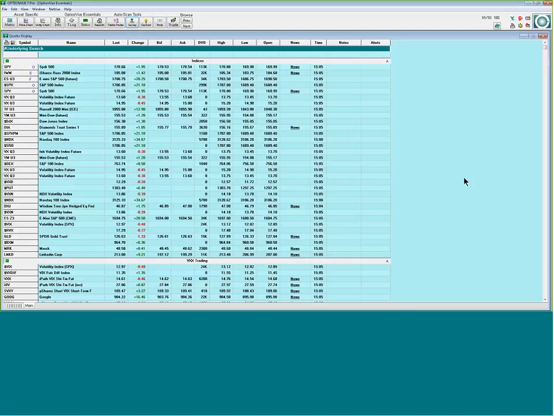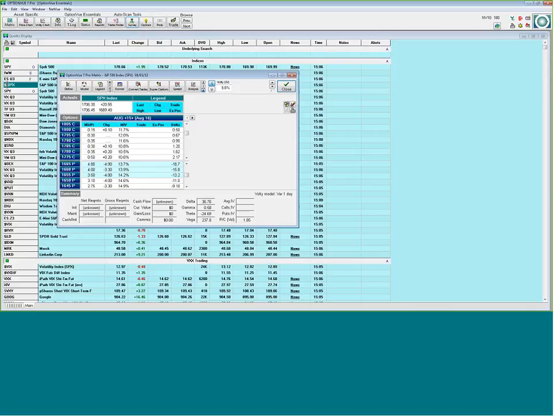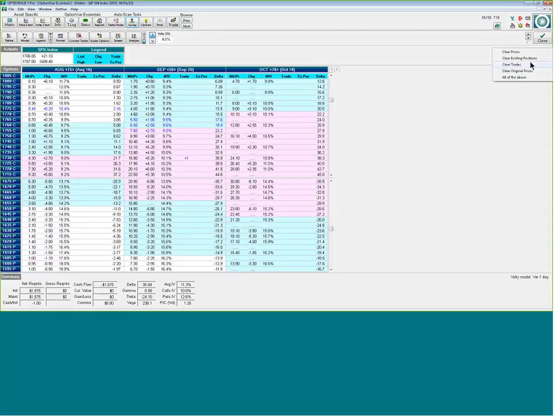This is OptionVue right here. We have something called the Analyze button that I can do just real quick, and this is just an example of the power of OptionVue. Here, I'm going to clear trades. This is so easy that even a trader can use it. You'll notice we closed it.